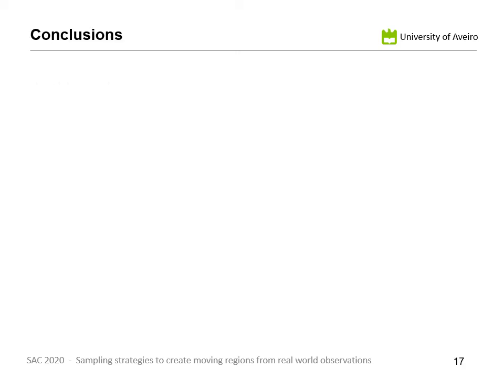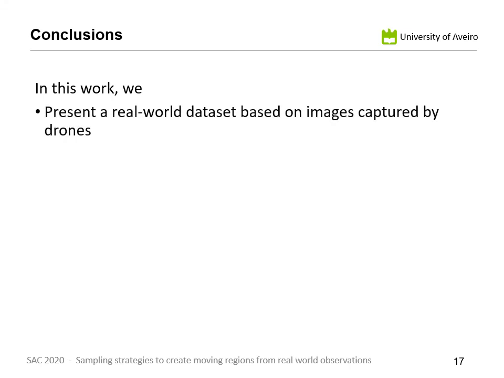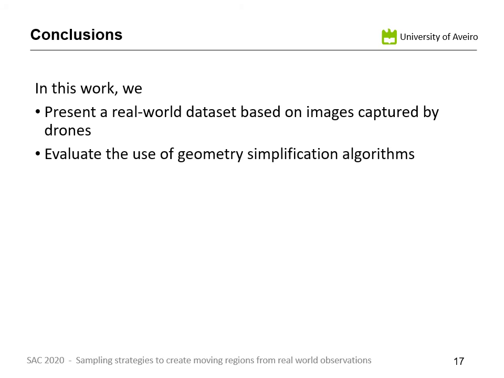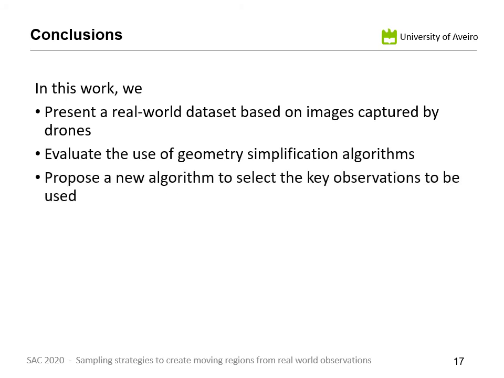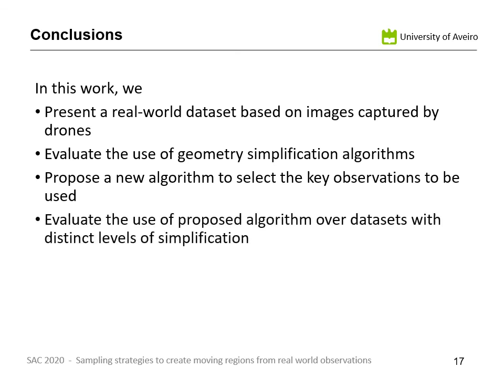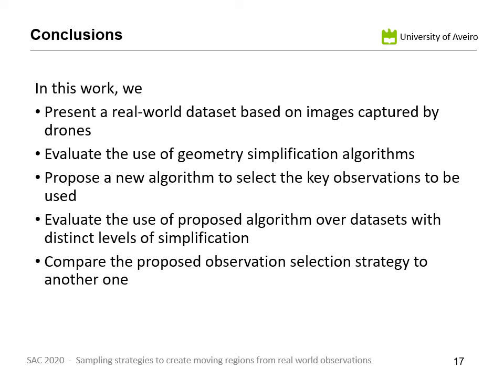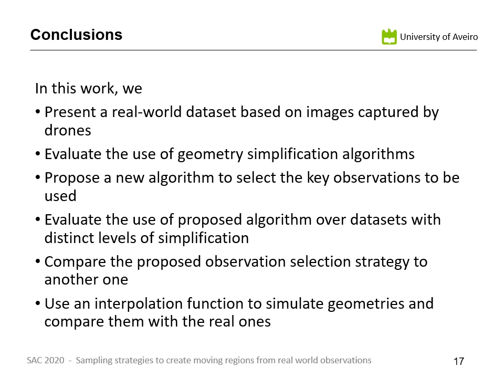This work: We present a real-world dataset based on images captured by drones. We evaluate the use of geometry simplification algorithms. We propose a new algorithm to select the key observations to be used when creating the moving region representation. We evaluate the use of the proposed strategy over datasets with distinct levels of object simplification. We compare the proposed strategy to another one in terms of compression rate and interpolation quality, and use an interpolation function to simulate geometries and compare them with the real ones.